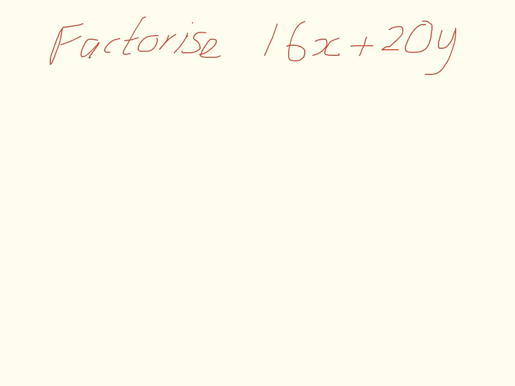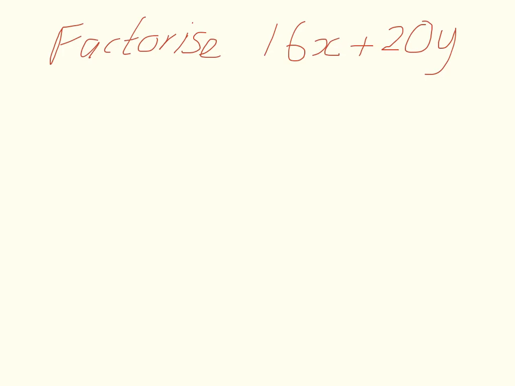Okay. Now, all we've got to do is work out what is common to both. Now you can see that 16 and 20 are both even, so 2 is common to both. But 4 is also common to both, and 4 is bigger. So 4 is actually the highest common factor of 16 and 20.